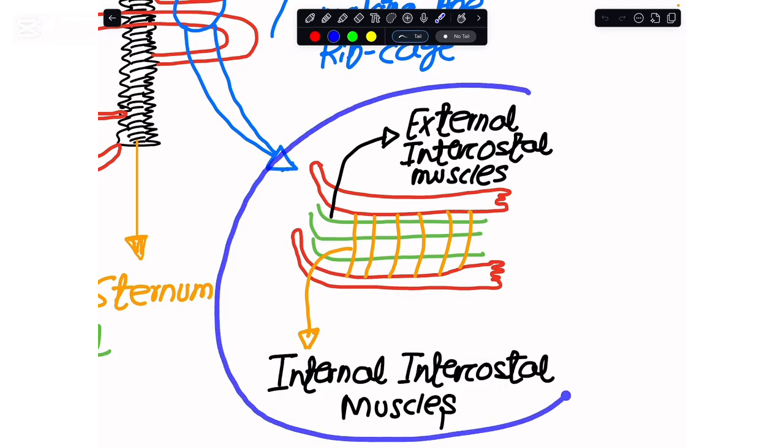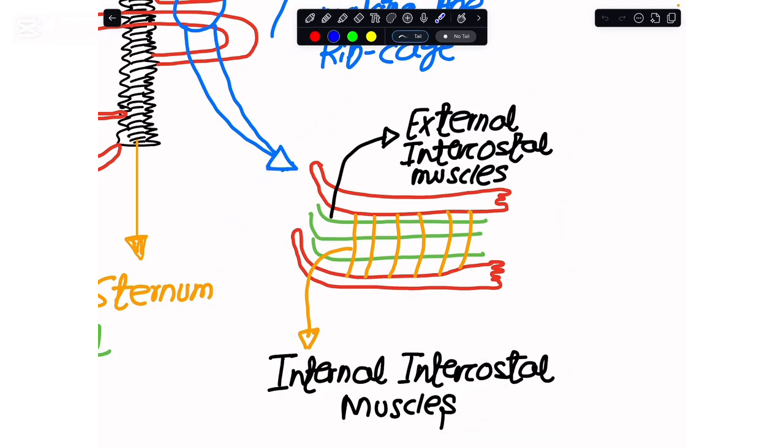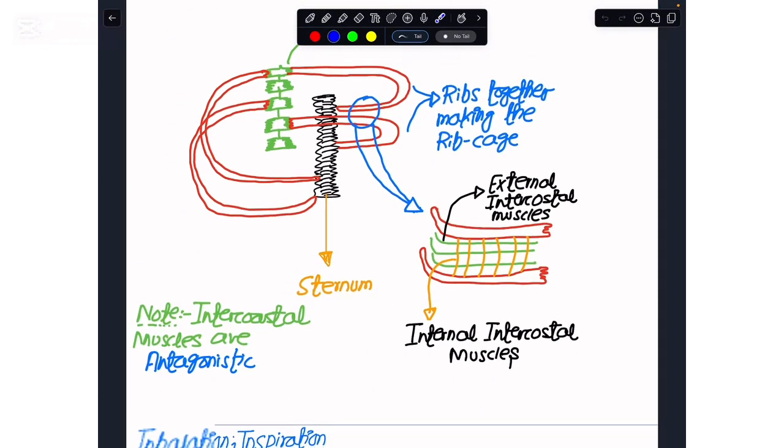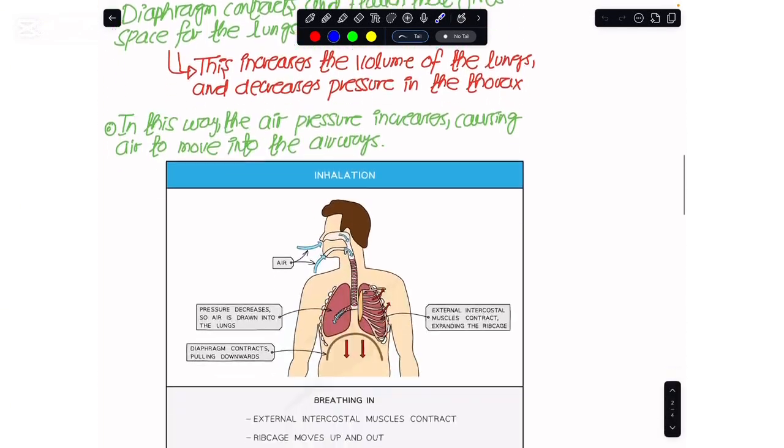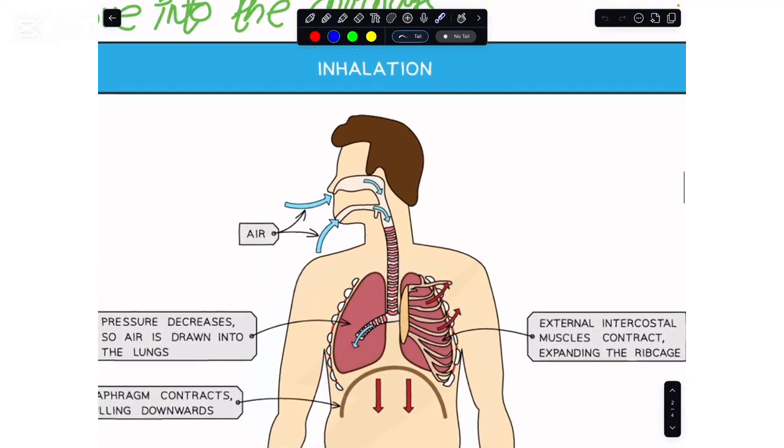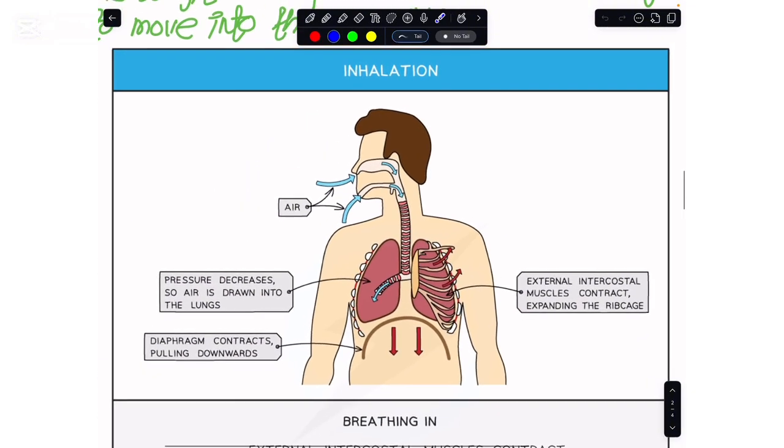And from these external and internal intercostal muscles, the word that should click in your mind is antagonistic. By antagonistic pair of muscles, what we mean is that when the external intercostal muscles contract, the internal intercostal muscles relax, and later the vice versa is brought about.